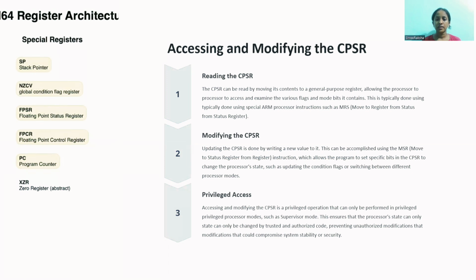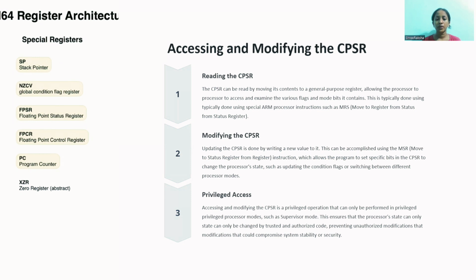Next one is about modifying the CPSR. Updating the CPSR is done by writing a new value to it. This can be accomplished by using the MSR, that is move to status register from register, instruction, allowing the program to set specific bits in the CPSR to change the processor state, such as updating the conditional flags or switching between the different processor modes.